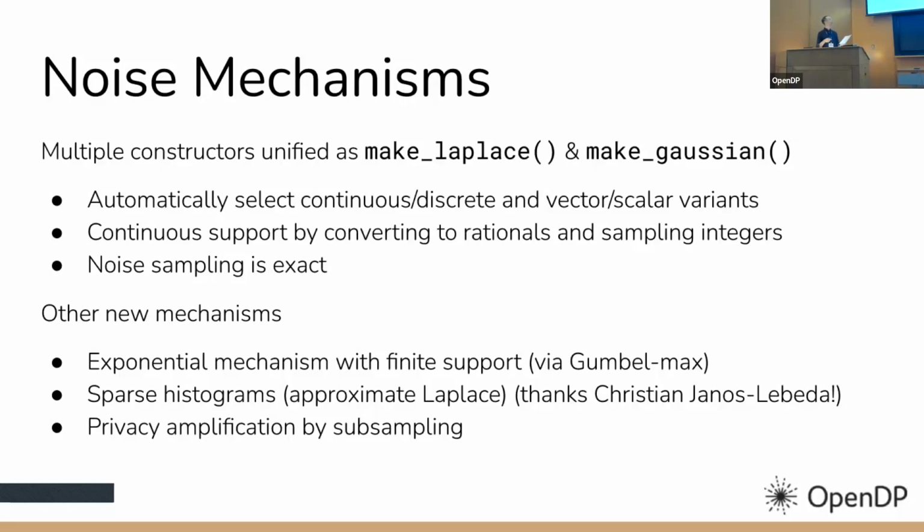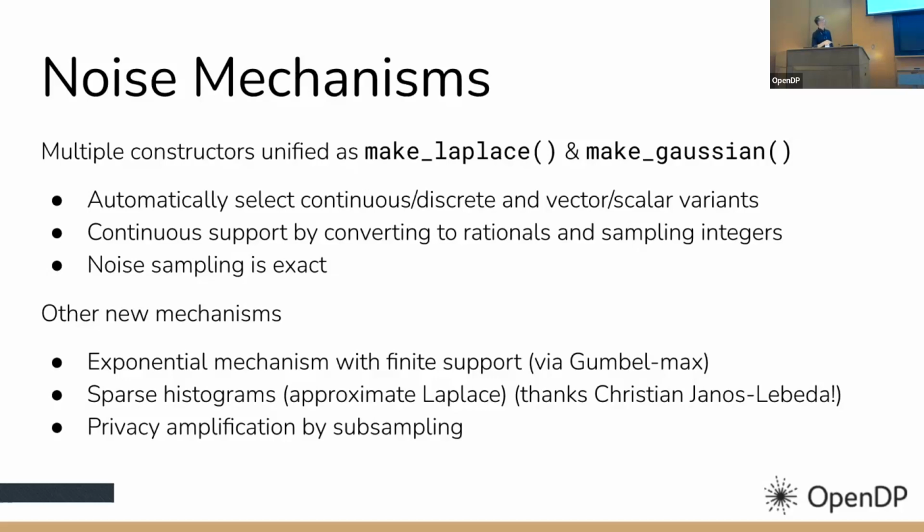There are also some really nice details in the way that we get continuous support while still using finite math, floating point numbers on a computer. We do that by converting everything to rationals and then sampling as integers. What's nice about that is that there's no approximation of the noise distribution. It's exact sampling of the distribution.